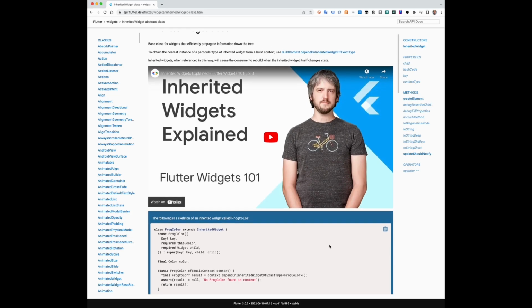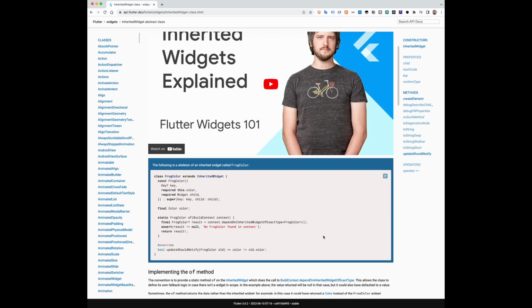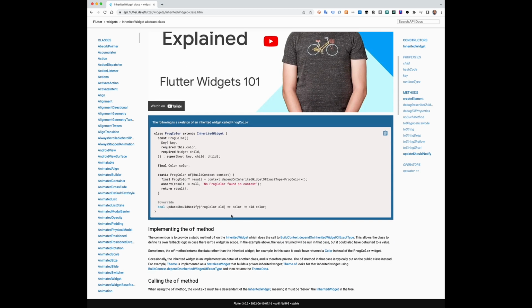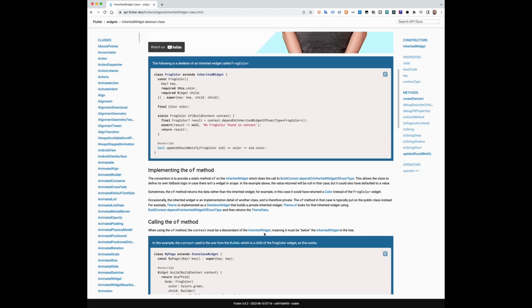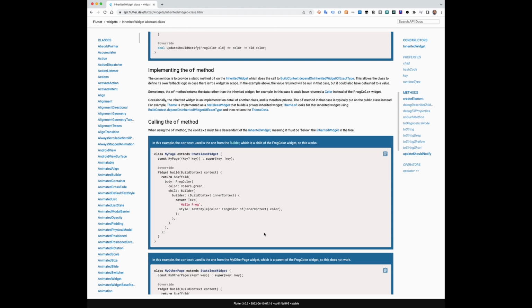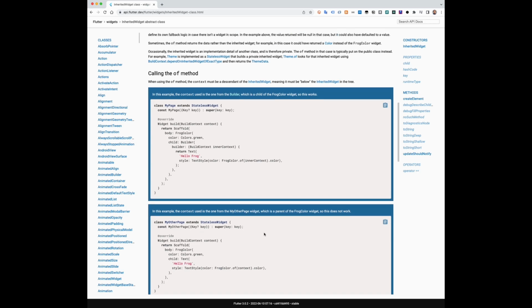Inherited widget and inherited model is the basis for a lot of other state management approaches. This is a low-level approach used to communicate between the widgets in the widget tree.